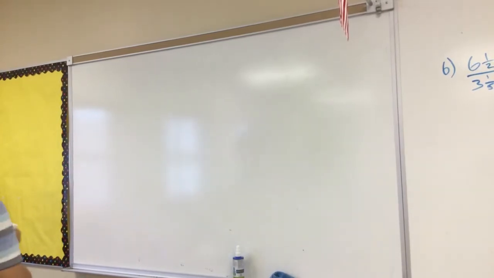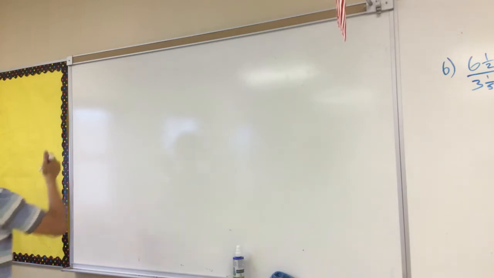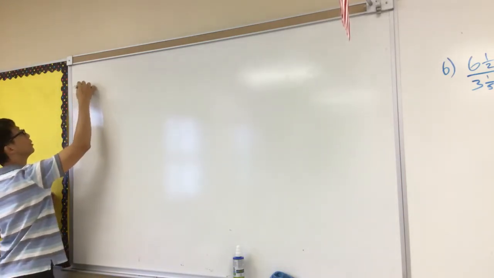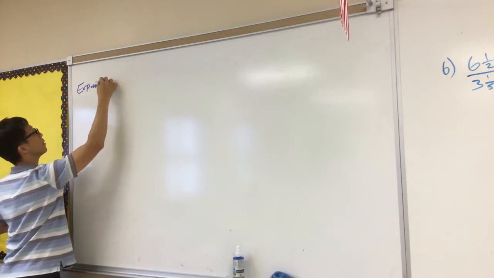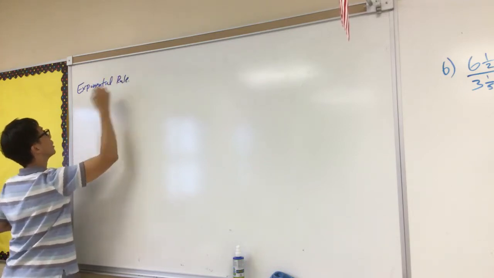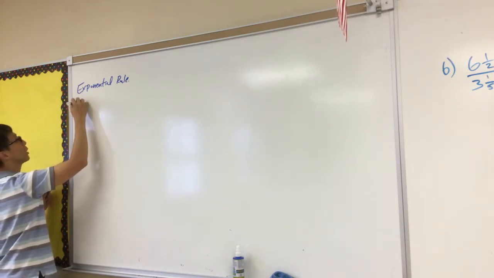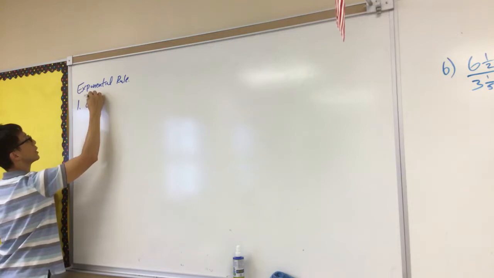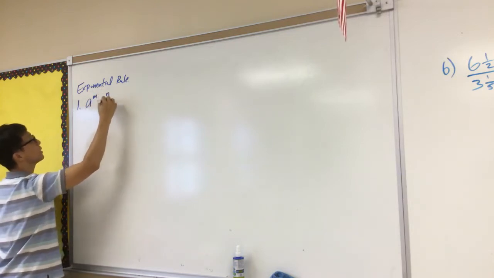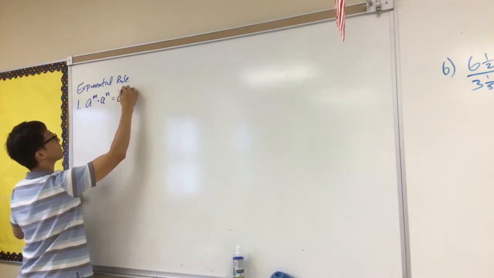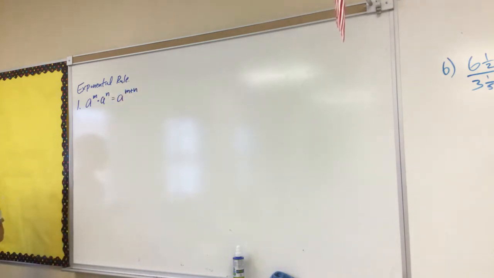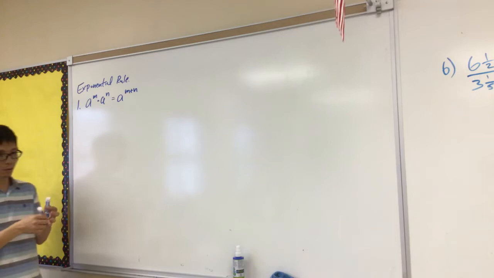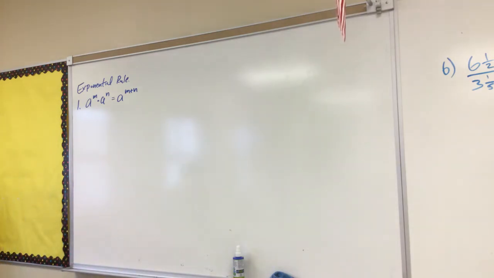Okay. So the first exponential rule is called product rule. The product rule says a to the m times a to the n is equal to a to the m plus n. Did you guys ever see this rule before? Yeah, you know this, right? Okay. So I will show you the math here with an example.